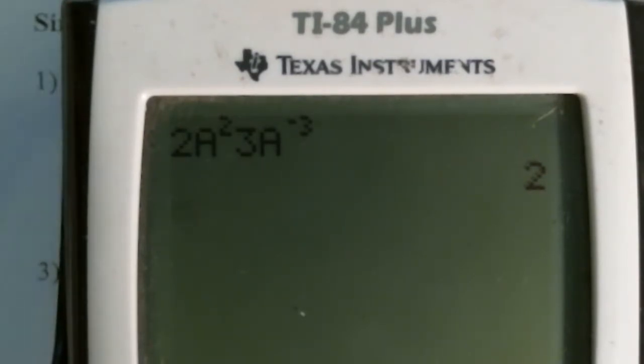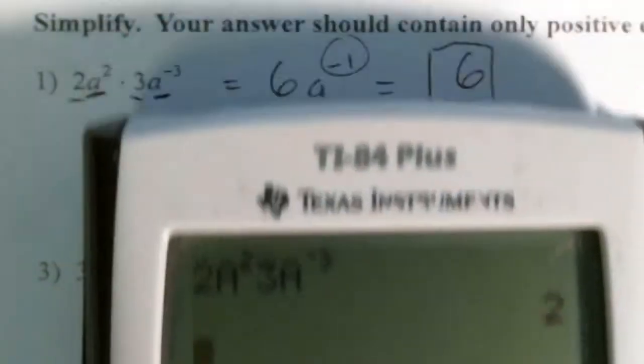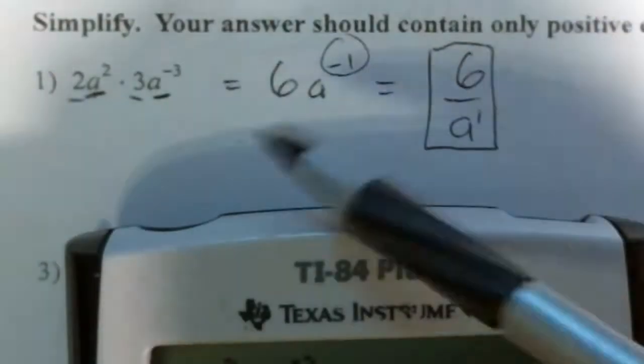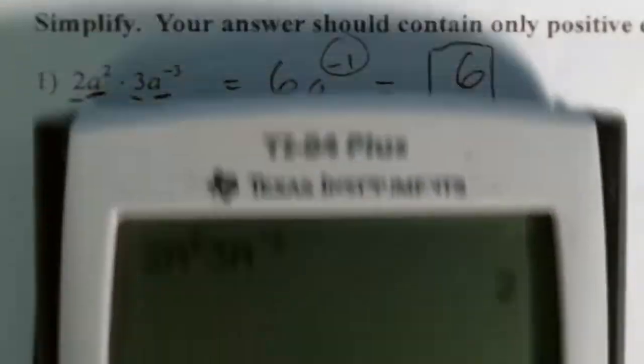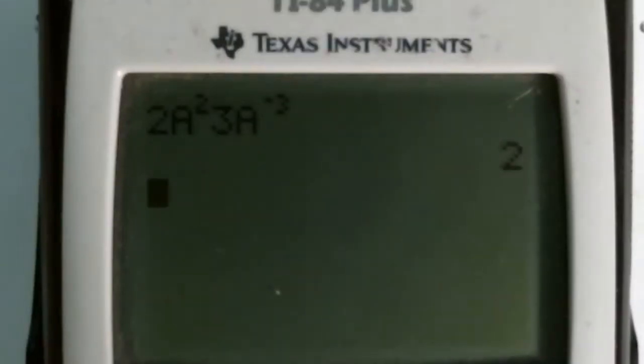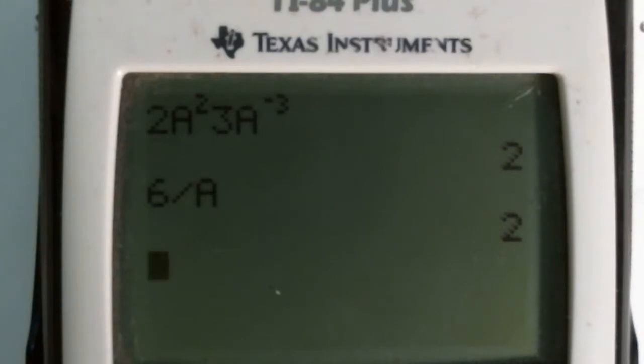2,006,589.34. I don't care. I just want to make sure it matches what I think my final answer is. We think that that's equivalent to 6 over a. Well, let's type in 6 over a and see if we get the same answer. 6 divided by alpha a. That better be 2. Ta-da! Bam! Love it. Move on to the next problem and feel confident that you didn't make any careless mistakes.